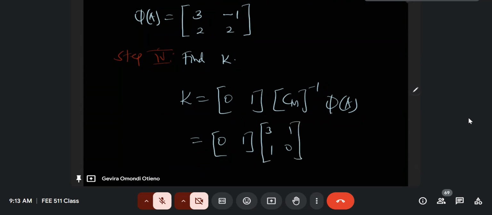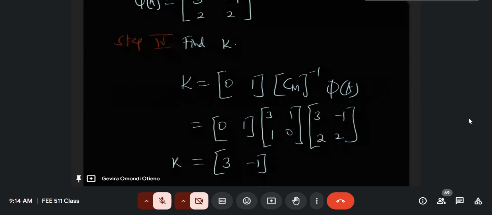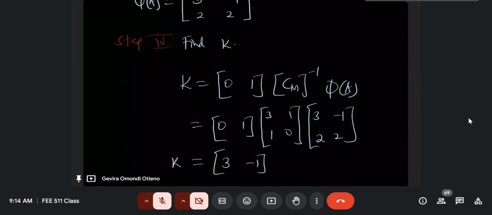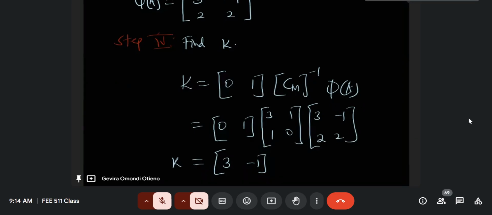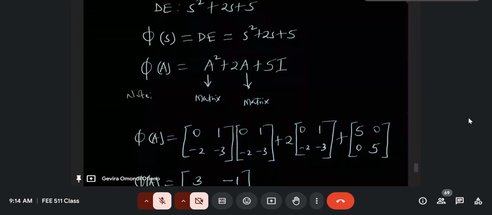And then phi of A, [3, -1; 2, 2]. You simply do your matrix manipulation, and therefore K becomes [3, -1], which is exactly the same thing that we obtained when we used the matching coefficient method. So these two methods can be used, use any method. But please remember the rules of each method. Each one of them has about 4 steps. Just know that.